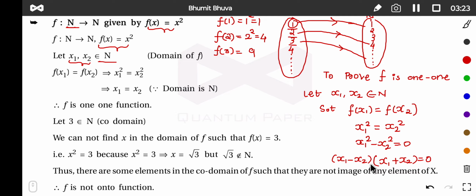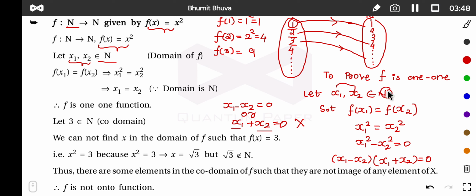So these are two brackets being multiplied, and the multiplication is 0. So this is possible when either x1 minus x2 is equal to 0, or x1 plus x2 is equal to 0. Correct? But this second condition never holds, because we are dealing with natural numbers. We have taken both x1 and x2 from the natural numbers. In the natural numbers, if you add two numbers, the addition is never 0. So this condition is not possible. So only one condition is there, that is x1 minus x2 is equal to 0.